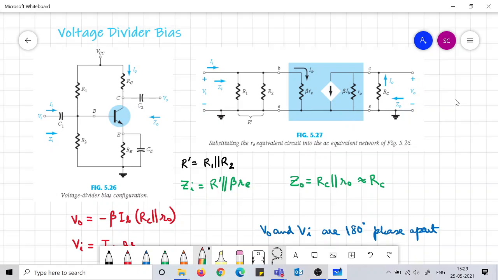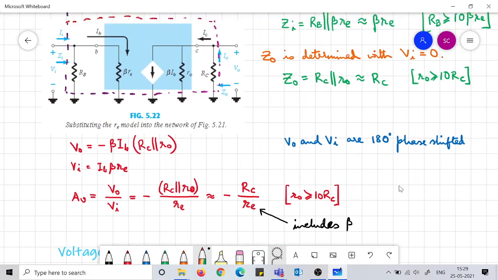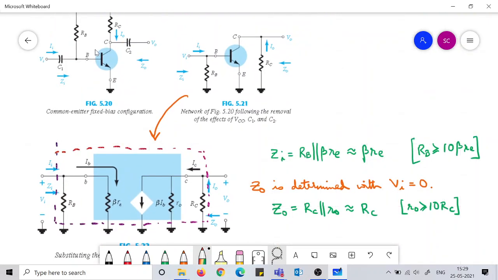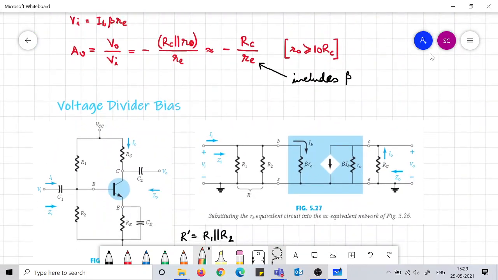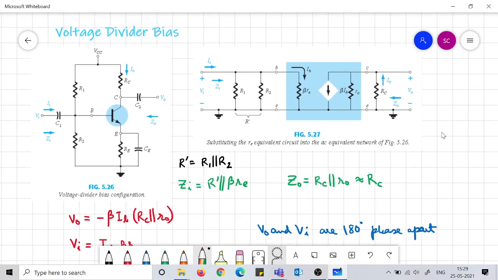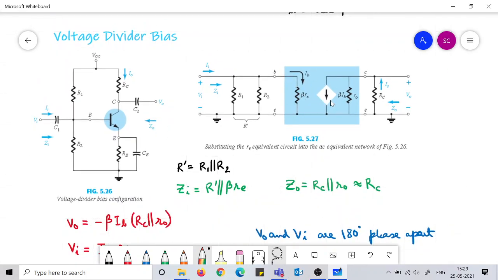Okay, so you don't need to go from here to here, then to here. You can directly come from here to here if you are practiced enough. So you can directly draw the AC equivalent circuit along with the RE equivalent model of the transistor. Now you have to be careful so that you don't make any mistake, that is the only thing.